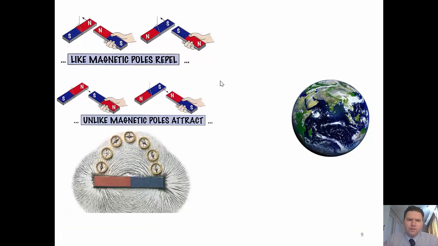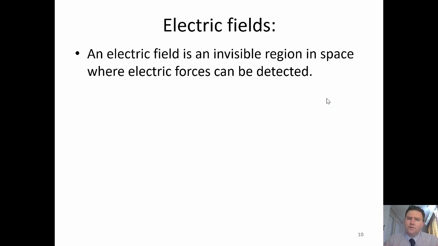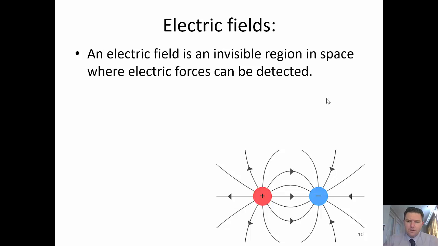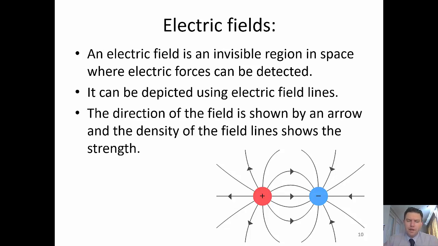And it's not a foreign idea, this idea of invisible fields. So we've used magnets before and seen magnetic fields. If you have a mass and you raise it above the ground, it'll fall towards the earth, and so we've seen a gravitational field. But the field we're looking at in this unit is an electric field. So an electric field is an invisible region in space where the electric forces can be detected. It's depicted using electric field lines, and the direction of the field is shown by an arrow.